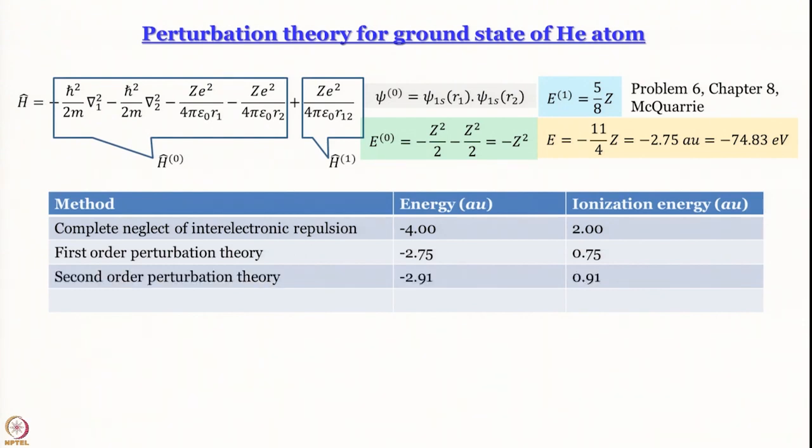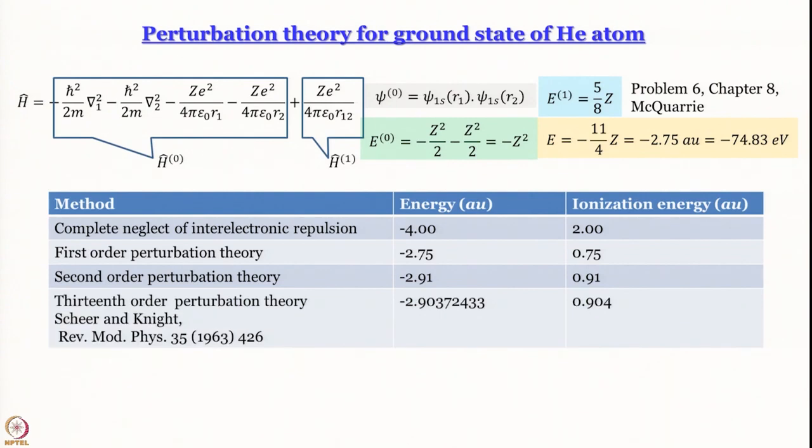If we do second order perturbation theory treatment, then the energy we get is minus 2.91 atomic units. If you keep on going, then I will just show you the 13th order perturbation theory result. This is by Scherr and Knight, published in 1963. Here we get, and see what I was talking about, you have to go to a lot of decimal places if you want to work with atomic units, you get minus 2.90372433. What is the experimental value? Minus 2.9033. So, the difference between the experimental value and the calculation involving a 13th order perturbation is in the fourth decimal place. Okay.